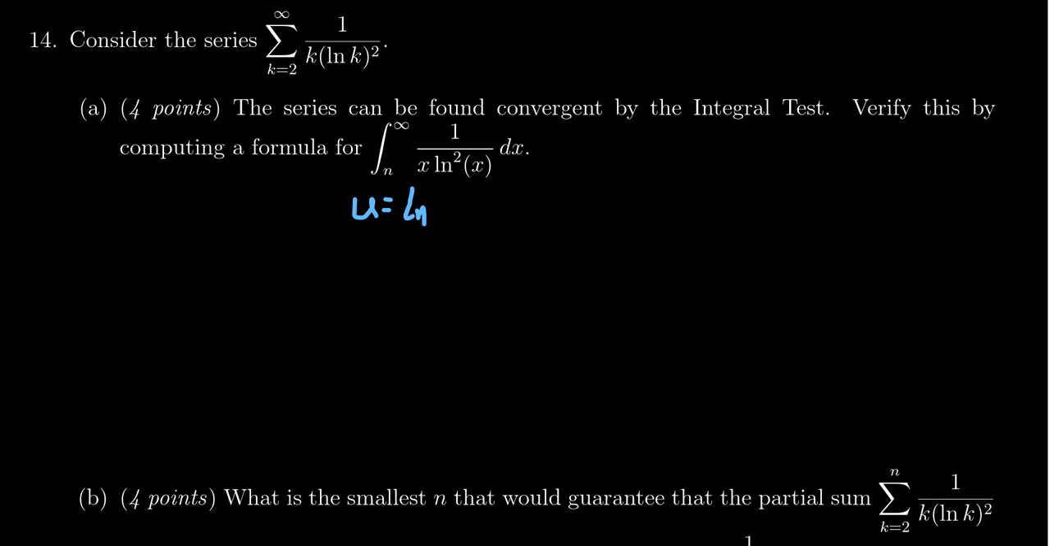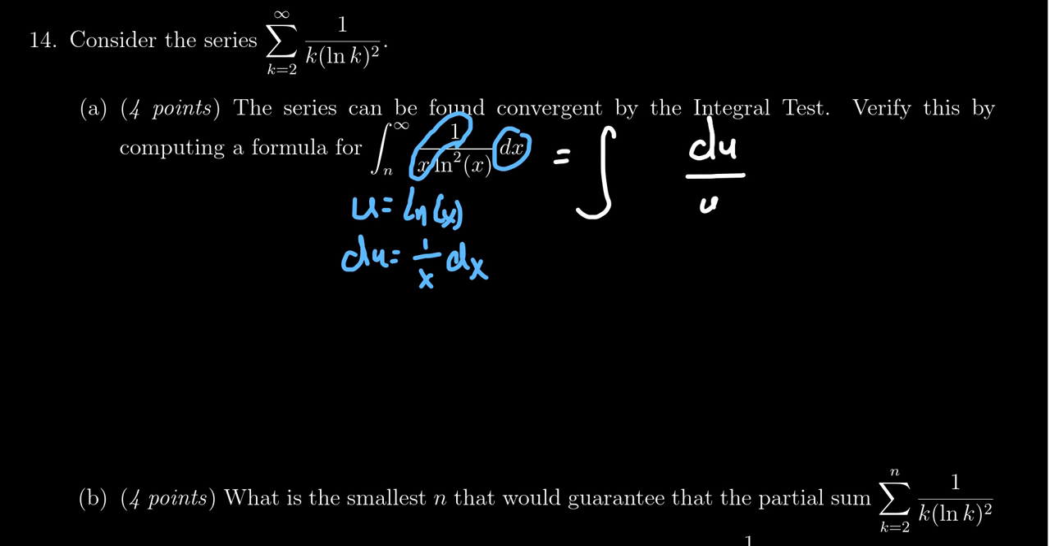Take u to be the natural log of x, and therefore du equals 1 over x dx. And you'll notice that the dx, of course, is there, and then the 1 over x is there as well. And so then this would translate as we switch the variable here. You're going to get a du over u squared. I also want to change the bounds, right? As you plug n into this formula, you're going to get the natural log of n as your lower bound. And as we do infinity right here, treating this as a limit, we take the limit as x approaches infinity of the natural log of x, and that itself will become infinity. So we still have this improper integral.